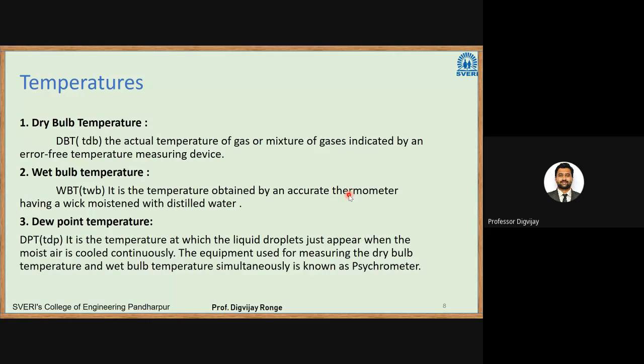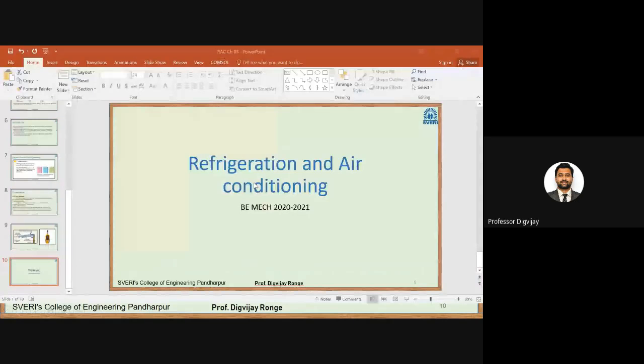So it is experimentally calculated, and all these experimental values are plotted on one chart. That chart we call a psychrometric chart. Okay, so if you give me some 2 minutes, I will show you. I'll check if I have that psychrometric chart.